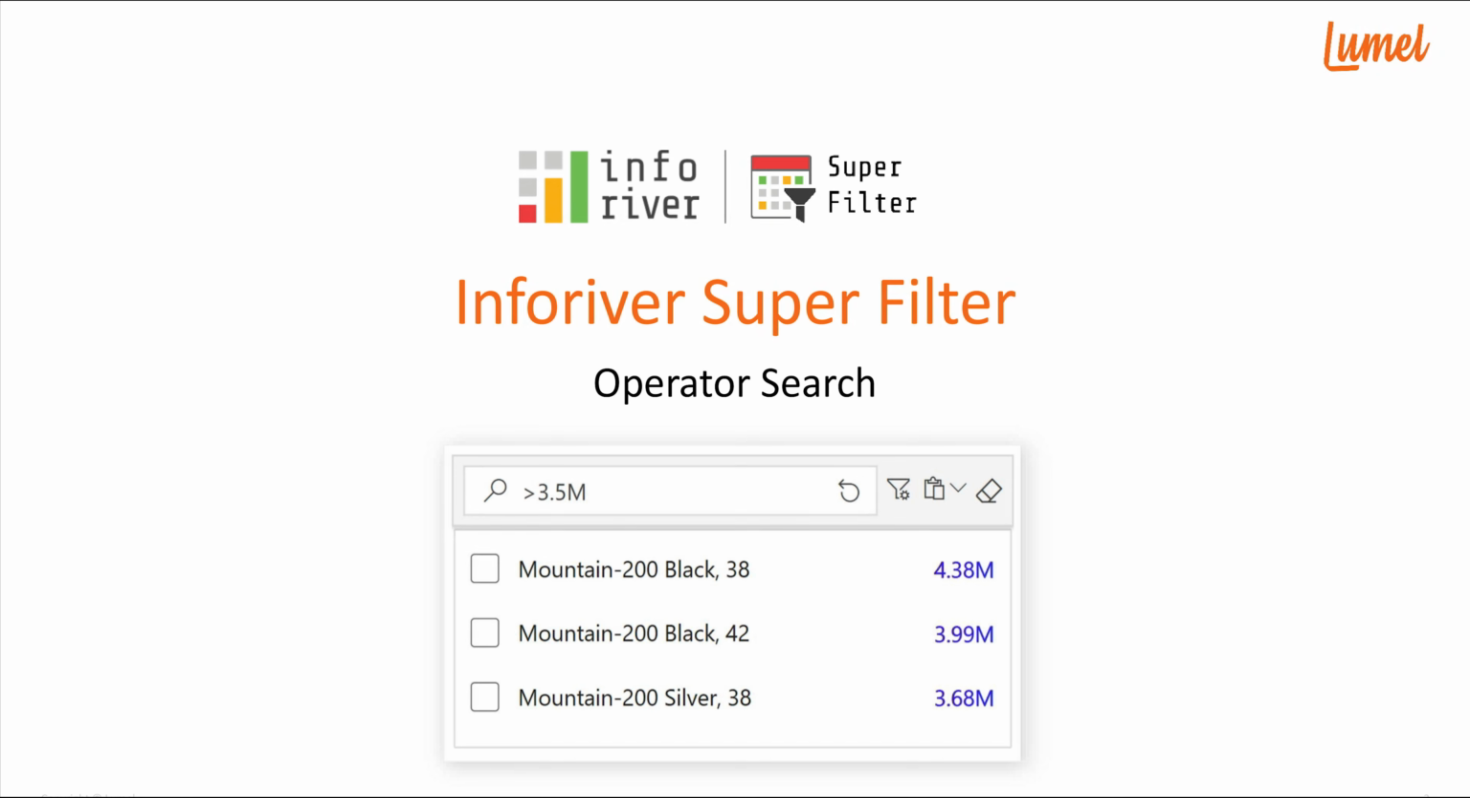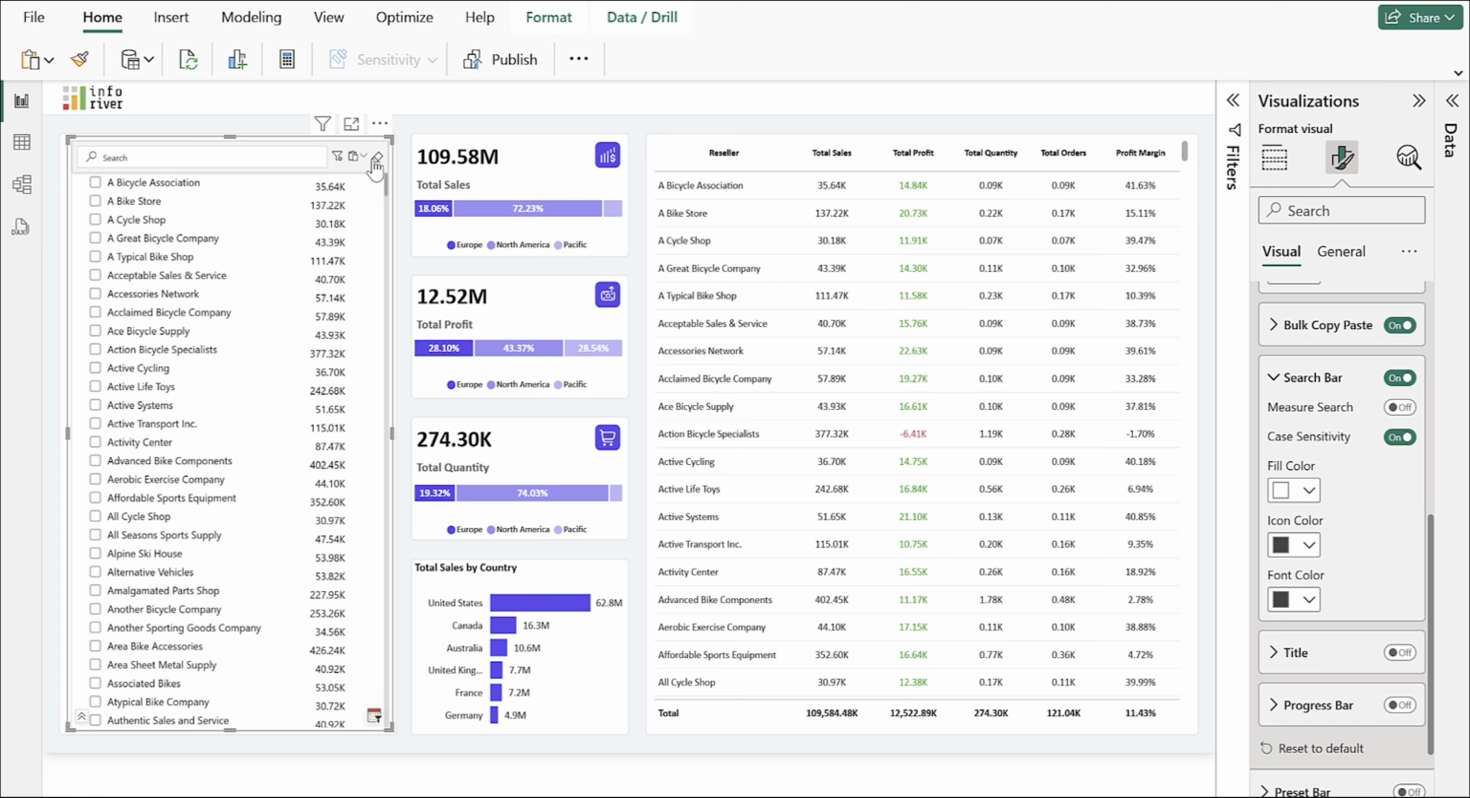Now, let's explore operator-based search. It allows users to search based on measure value ranges using numeric operators. This makes it easy to filter items based on specific conditions.